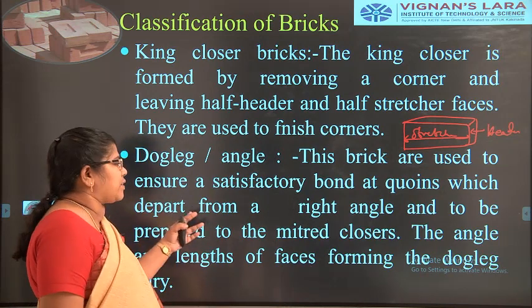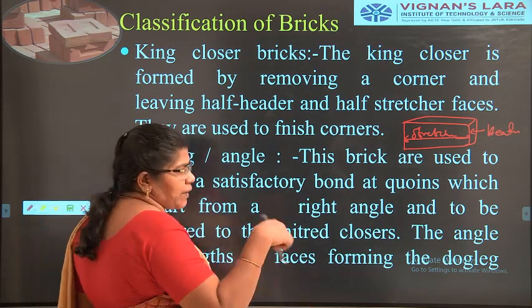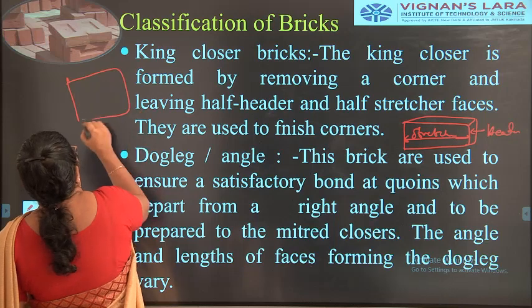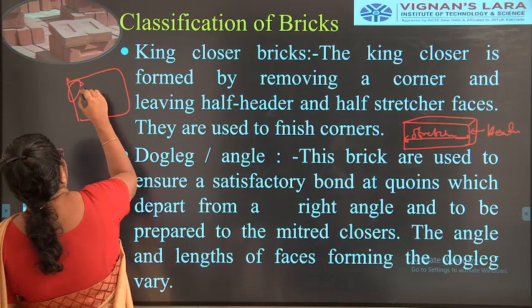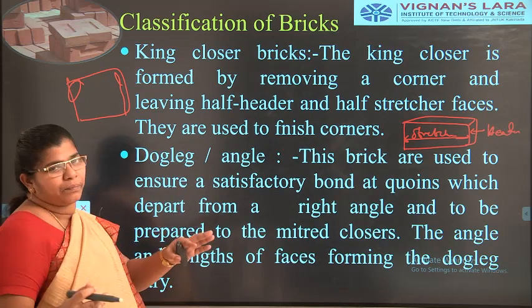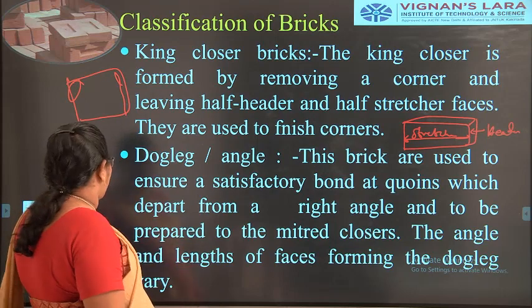Here it is used to bond at quoins. That is the smaller part that I told you in the walls. If the wall is like this, and we want to close a smaller part, this end or this end, we have a dog leg angle brick, which is at an angle. We can break the bricks and use them for this purpose.